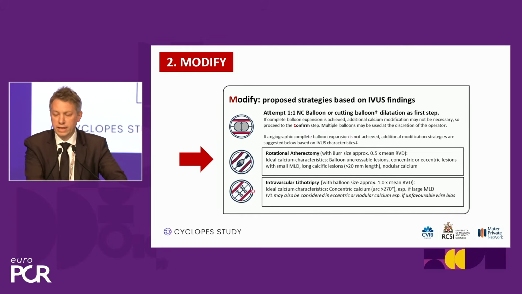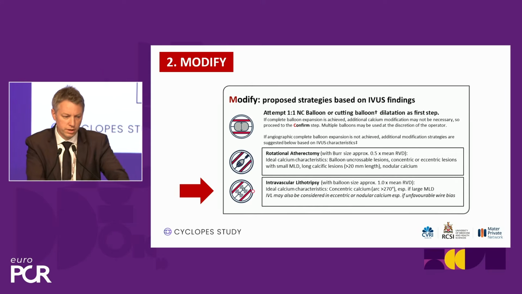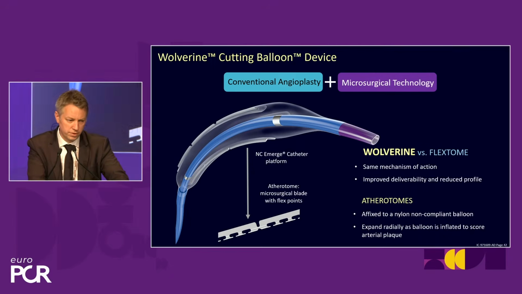Rotational atherectomy, we said again, 0.5 burr size. The ideal calcium characteristics will be balloon uncrossable lesions, concentric or eccentric lesions with a relatively small MLD, long segment calcification, or nodular calcification. Factors where you might want to consider intravascular lithotripsy at an early stage, sized at a balloon size of 1.0 to mean reference vessel diameter, is concentric calcium, especially if large MLD, and also you may consider it in nodular calcium. This is something we can discuss if there's unfavorable wire bias.